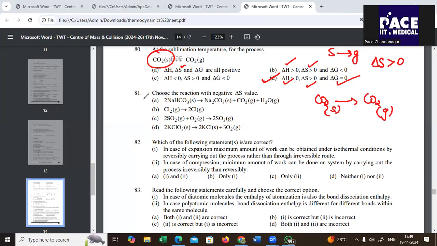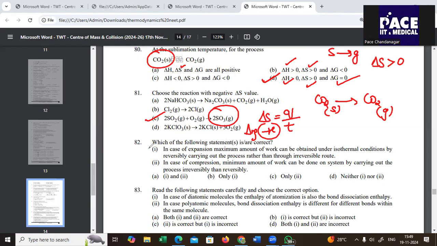Next, 81 we go. Choose the reaction with negative delta S values. So what do you mean by negative delta S value? Please go with delta S is equal to Q by T. Move on with your delta Ng value there. Delta Ng of which one is negative, that's your answer. Delta Ng value here, it is 2 minus 3. Option C is right. Right? So delta Ng here is negative, definitely.